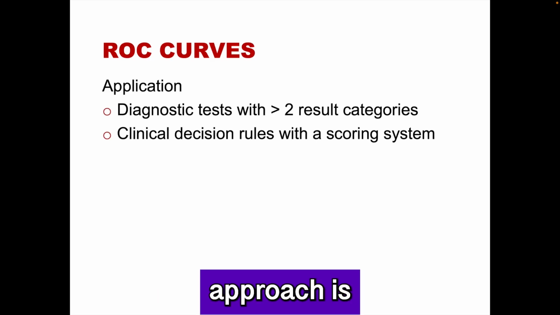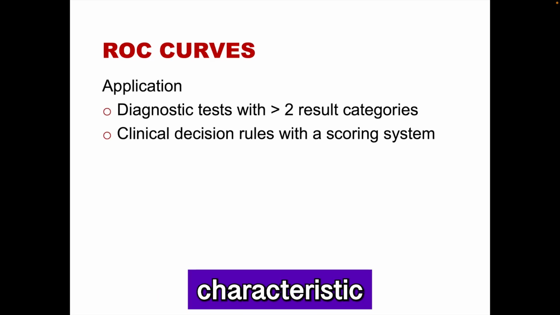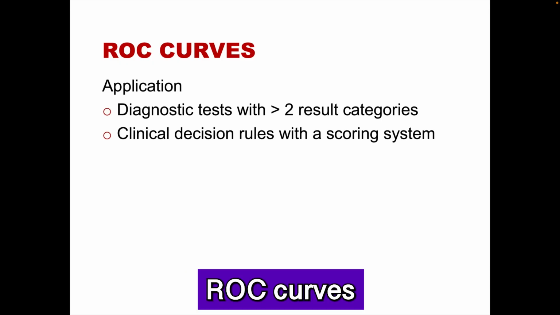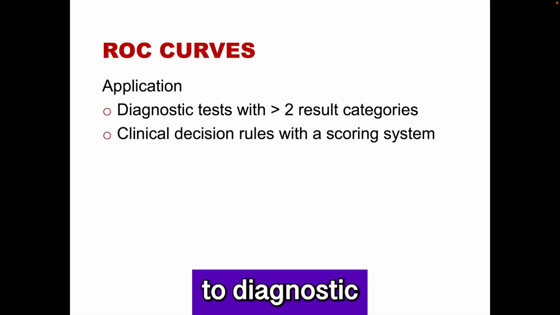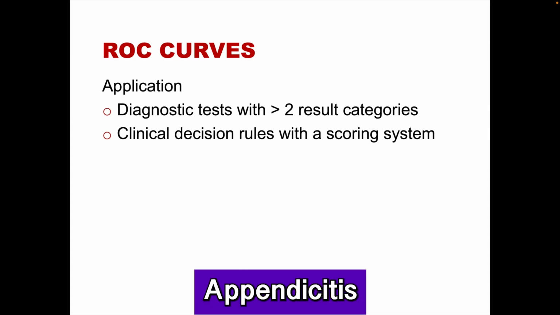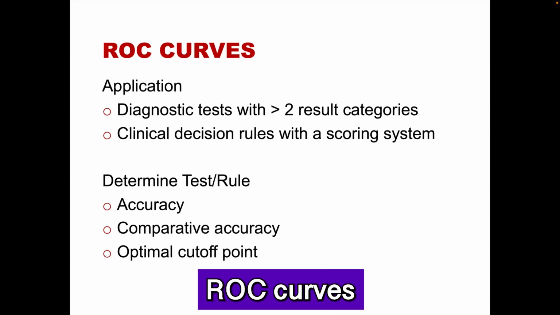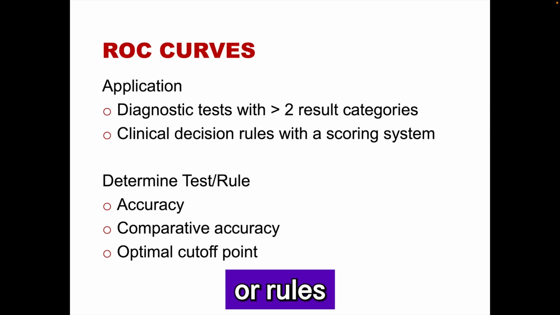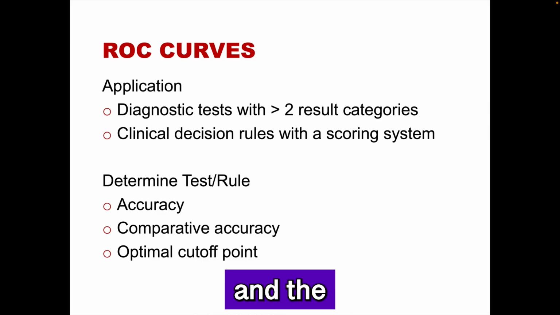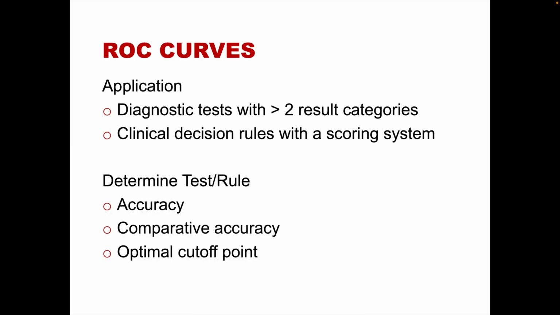The second approach is to use receiver operating characteristic or ROC curves. This is the most common approach. ROC curves can be applied to diagnostic tests with greater than 2 possible values, as well as clinical decision rules that utilize a scoring system such as the pediatric appendicitis score. ROC curves can be used to determine the test or rule's accuracy and its comparative accuracy to other tests, and the optimal cutoff point to use.